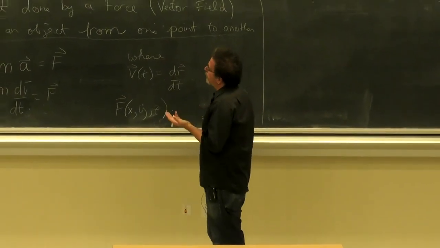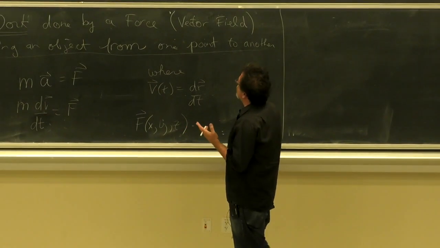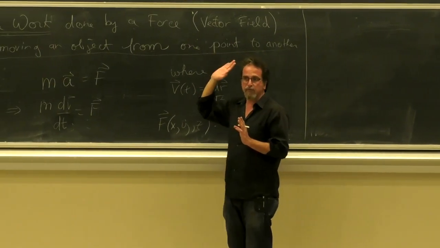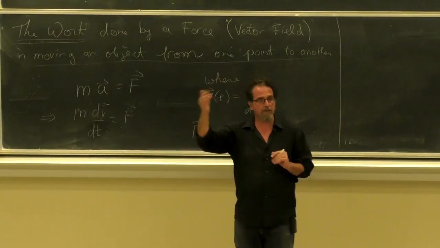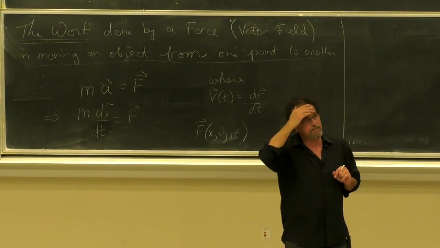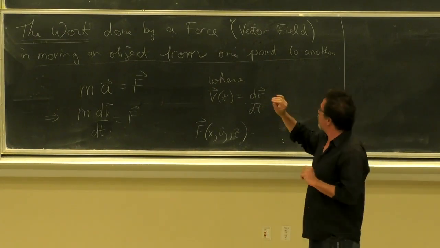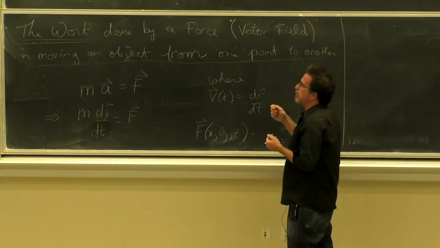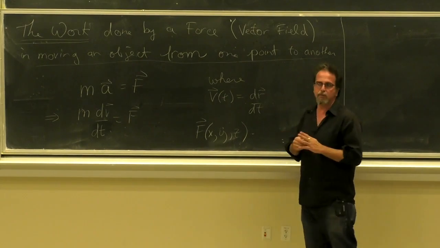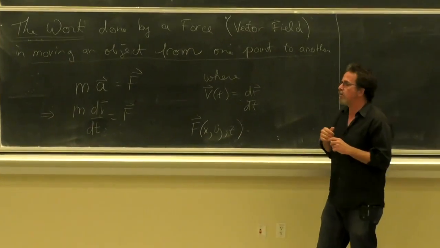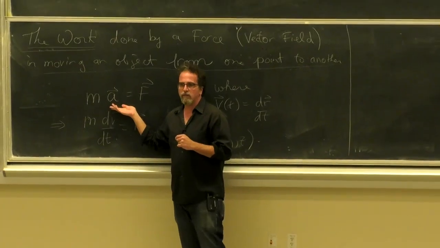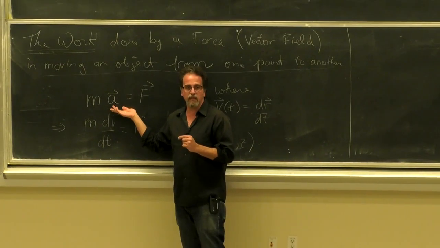Okay? So today we'll discuss the work done by a force vector field. Remember, a force is a vector field. I plotted some examples of vector fields last time. So we're going to understand the work done by a force, which is a vector field, in its action of moving an object from one point to another. And to understand that, we begin with Newton's law. This is the second law, acceleration equals force divided by mass.